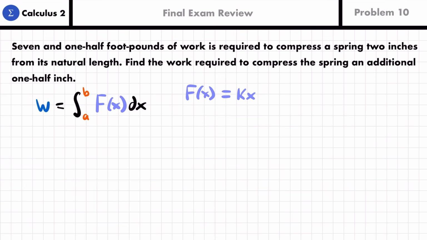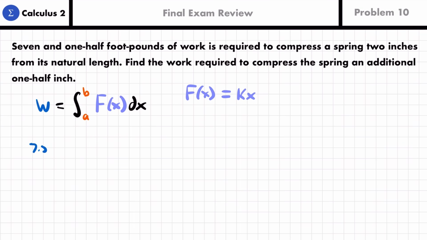But before we can figure that out, we do need to know what the spring constant is, right? In order to calculate work done in compressing a spring, you need that spring constant. And so it's most likely going to be the case that we can figure out what it is from the information that we are given in the first sentence. From this information, we can set up a work integral that will allow us to solve for that spring constant, right? If 7½ foot-pounds of work is required to compress a spring 2 inches from its natural length, we can let W be equal to 7.5.